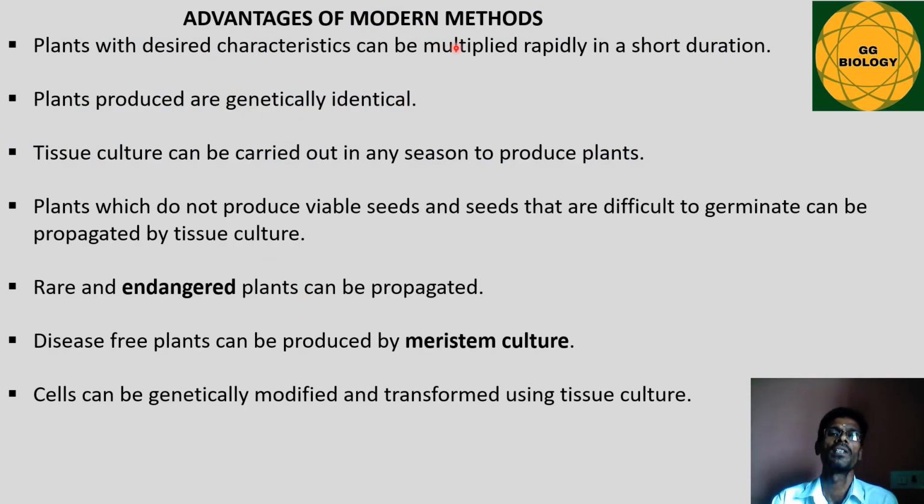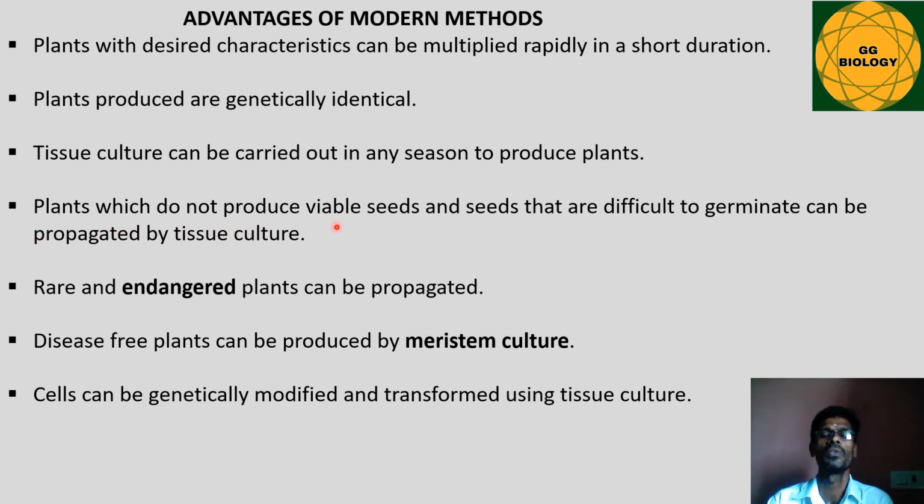And advantages of modern methods. Plants with the desired characters can be multiplied rapidly, in a short duration. This is a very important point. Plants with desirable characters can be multiplied enormously in a shorter period of time. Plants produced are genetically identical, so they are uniform genetically. Tissue culture can be carried out in any season to produce plants. So there is no season at all for the production of these plants by the tissue culture method.